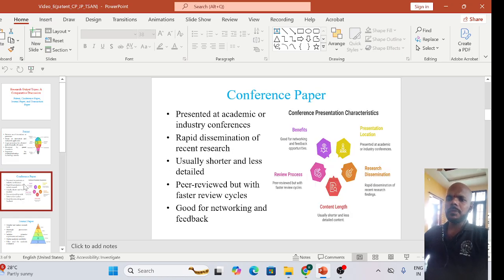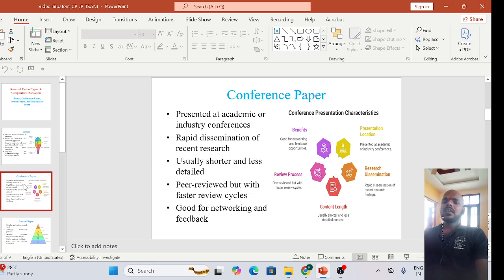Next, the conference paper. What is a conference paper? A conference paper is presented at academic or industry conferences. What is the beauty of a conference paper? It is a rapid dissemination of research. That means you will get a quick idea about current research, what type of research is going on and still continuing.